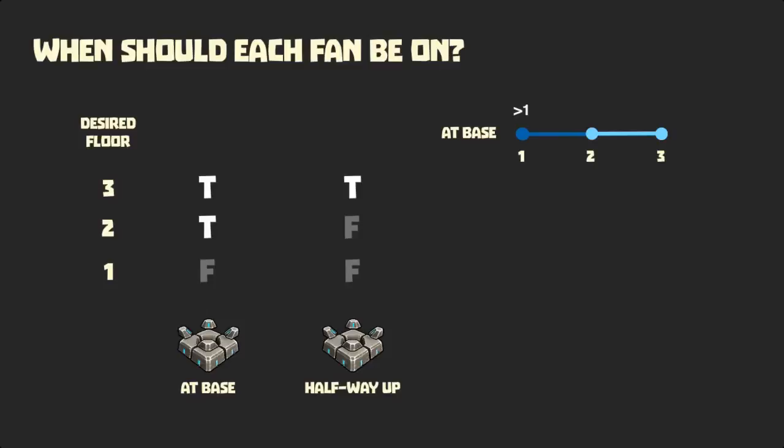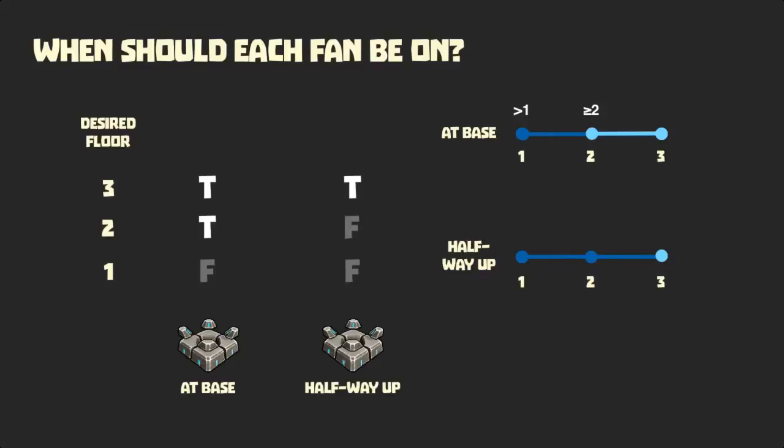We could also say greater than or equal to 2, which is mathematically, working with whole numbers like this, the same thing. What about our fan halfway up? What about its number line? It turns on a little bit later than our fan at the base, so it looks like it's shifted over a bit. When it's 1 or 2, it should be off. But when the number we punch in is 3, we definitely want it on.